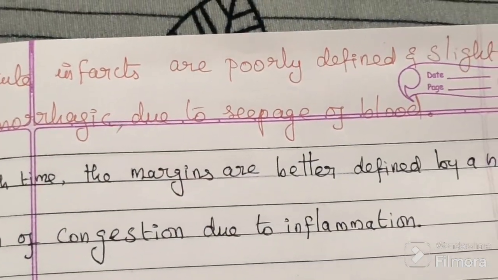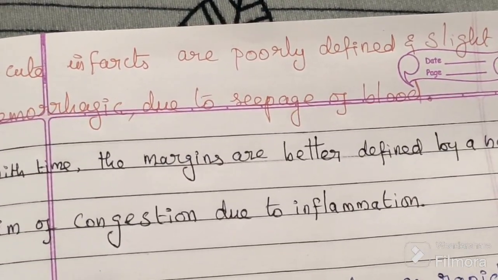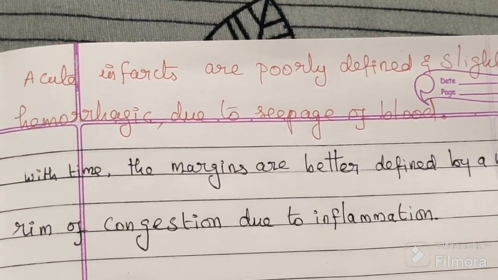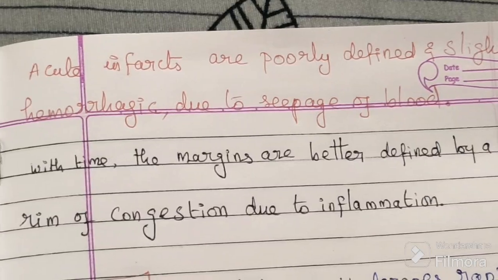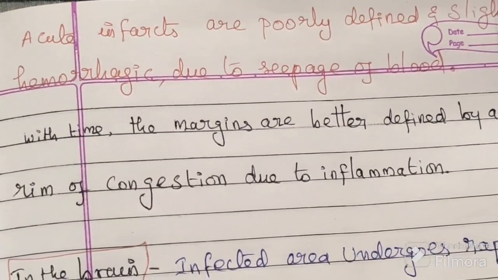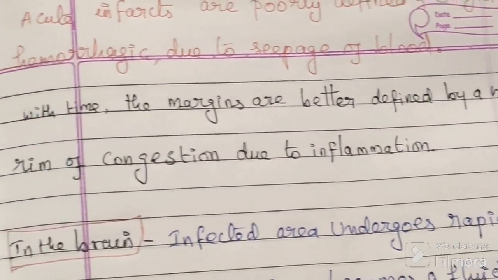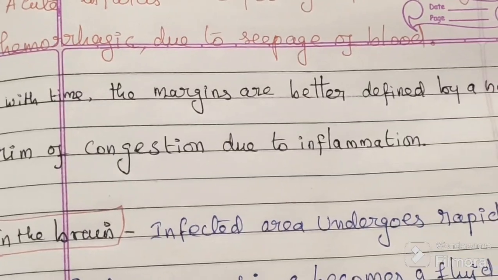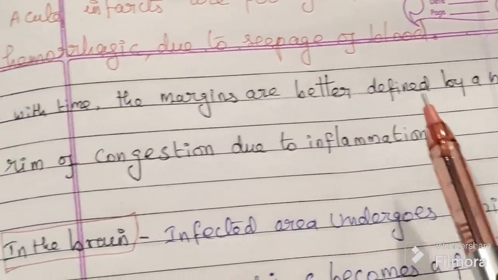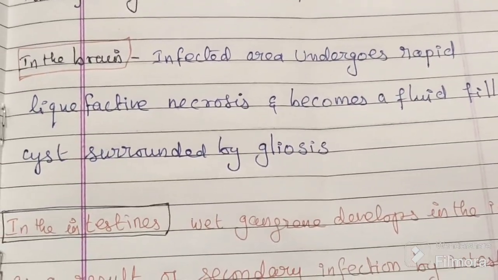Acute infarcts are poorly defined and slightly hemorrhagic due to seepage of blood. With time, the margins are better defined by a narrow rim of hyperemia due to inflammation.